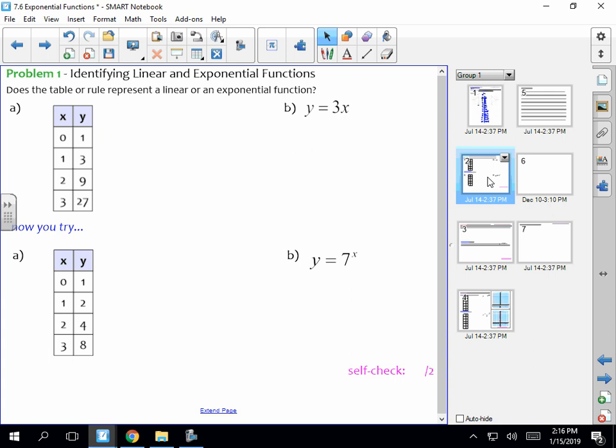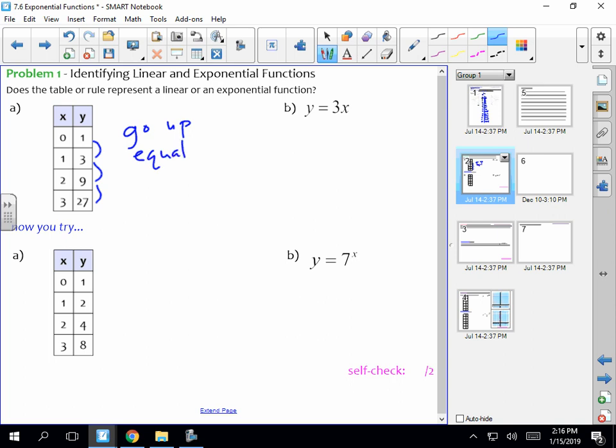So here's a table. It says, does the table or rule represent a linear or an exponential function? Do you guys remember what we are looking for on the y values as we go from here to here if it's linear? It has to go up equal amounts. I'm going to write that. Go up equal amounts? This is for a linear. So this is definitely not linear because it does not go up by equal amounts, at least by what we call a constant difference.